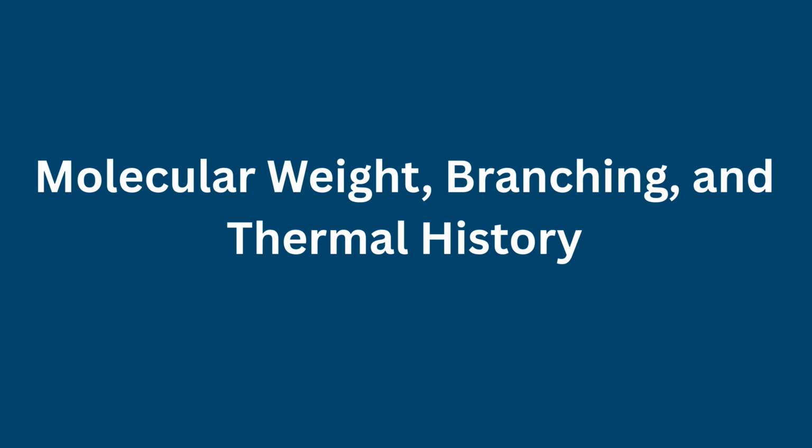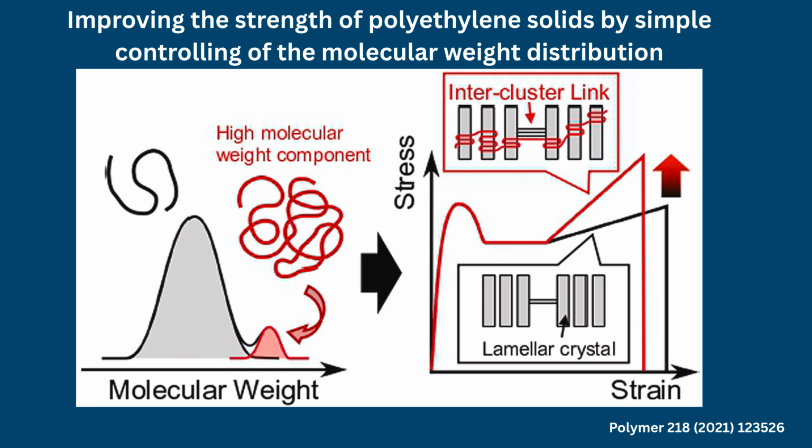Molecular weight, branching, and thermal history. Molecular architecture provides an effective means of controlling mechanical behavior. Higher molecular weight generally increases tie molecule density and chain entanglement, improving toughness and resistance to brittle fracture. However, excessively high molecular weight can increase melt viscosity and reduce processability.